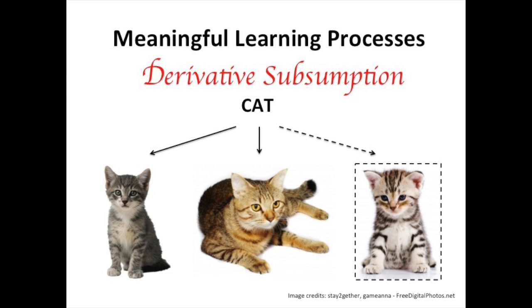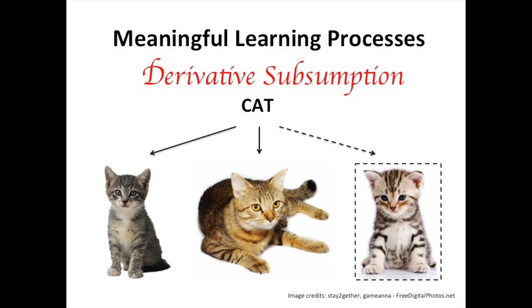New information is attached to anchoring ideas through processes of derivative subsumption, correlative subsumption, superordinate learning, and combinatorial learning. These four processes are at the heart of the meaningful reception learning theory, and understanding them will help you gain a better grasp of this theory. Derivative subsumption involves the learning of new examples or cases that are illustrative of an established concept or previously learned proposition. Here's an example using a concept most people are familiar with: cats.